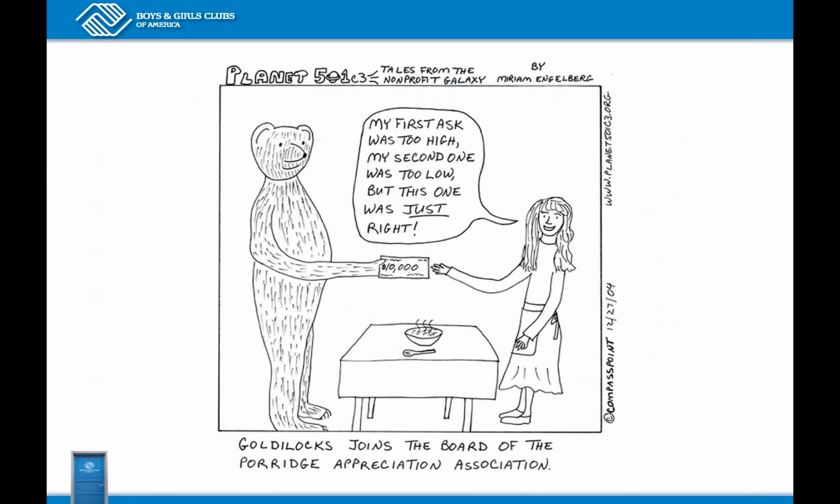I found this cartoon. I thought it was pretty funny. Goldilocks says, my first ask was too high. My second one was too low, but this one was just right. And that's when Goldilocks joins the board of the Porridge Appreciation Association. And you'll see she gave it the Millbank level there.